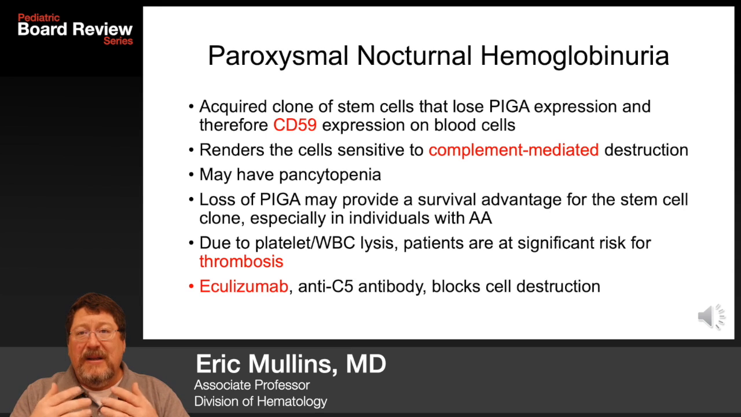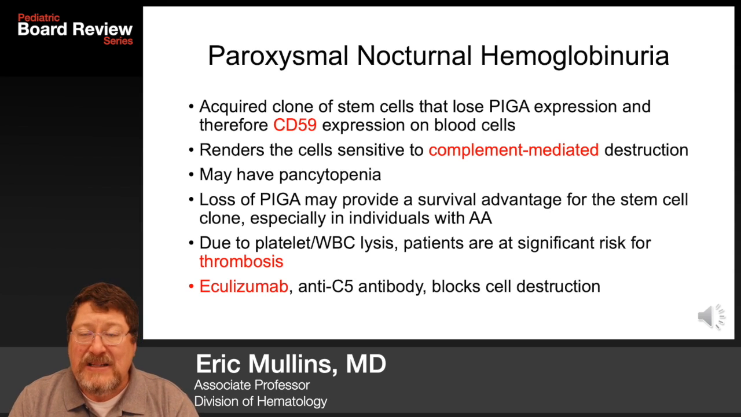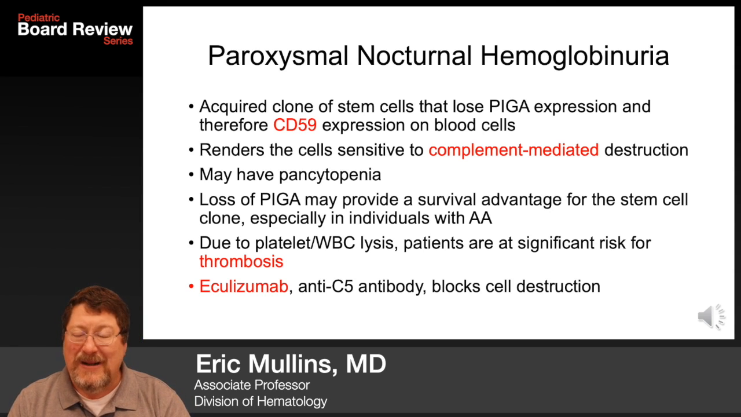Because you're breaking down all these red blood cells, well, not really red blood cells, platelets and white blood cells, you're really putting the patient at significant risk for developing a thrombosis. And so when you see a patient with specifically a big thrombosis, and usually like an intra-abdominal thrombosis, like a portal vein thrombosis, a new portal vein thrombosis, then you typically consider PNH as a possible etiology. Soliris, also known as eculizumab, is approved for treatment and just shuts down the complement-mediated destruction of these cells.